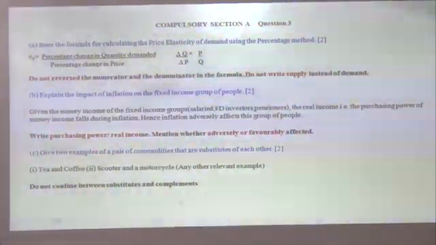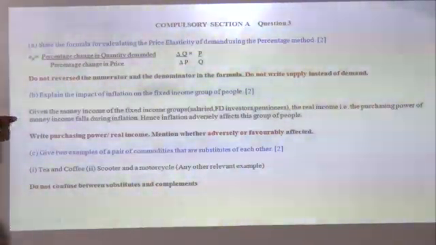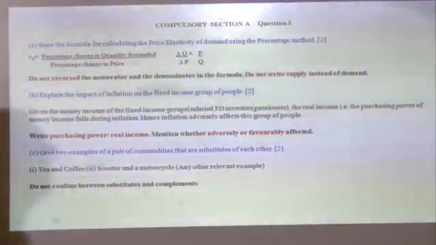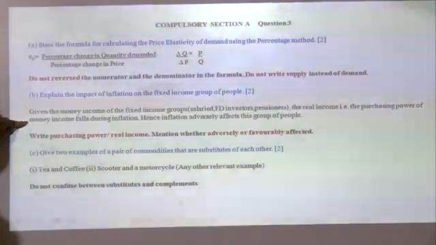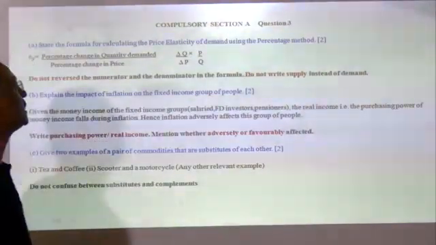Next, explain the impact of inflation on the fixed income group of people. Fixed income group, pensioners, salaried people, people who have put money in the bank, fixed deposits, which gives you a fixed income. What happens? Given the money income or the fixed income group, like salaried people, people who have put money, savings in their bank account, which gives you the fixed rate of interest, like fixed deposits, recurring deposits, savings account, or pensioners who get the same amount every month, and the rise of the pensioners do take place, but there is a delay. That is, the purchasing power of money income falls due to inflation, because inflation is taking place, whereas the purchasing power of money will fall because you are getting the same amount, whereas the value of money will decrease. Hence, inflation adversely affects this group of people.